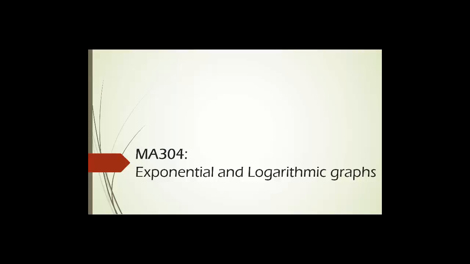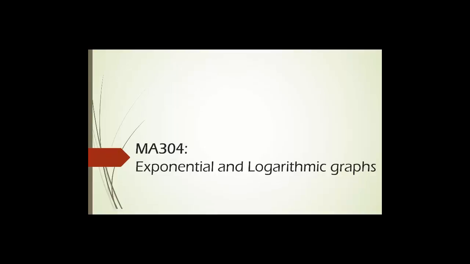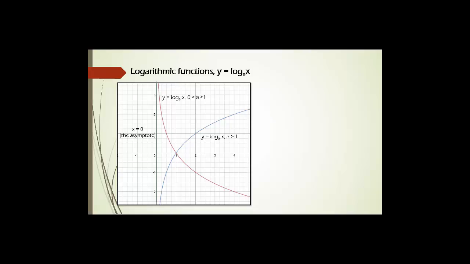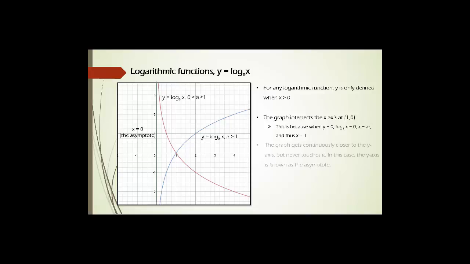This video has been created to teach you about the properties of an exponential and logarithmic function and the relationship between the two graphs. For a logarithmic function, where y equals log_a x, y is only defined when x is greater than 0. As can be seen in the picture on the left, the graph intersects the x-axis at the coordinates (1, 0). This is because when y equals 0, log_a x equals a to the power of 0, and thus x equals 1.